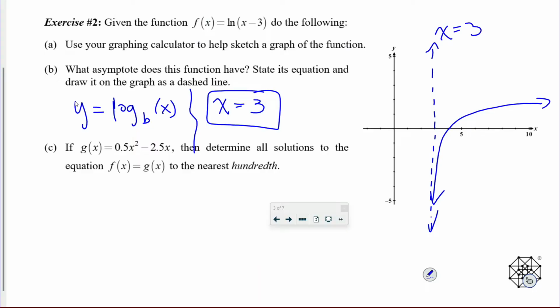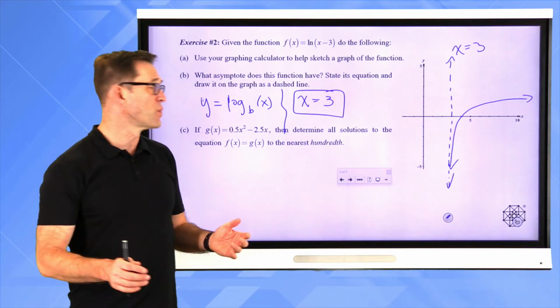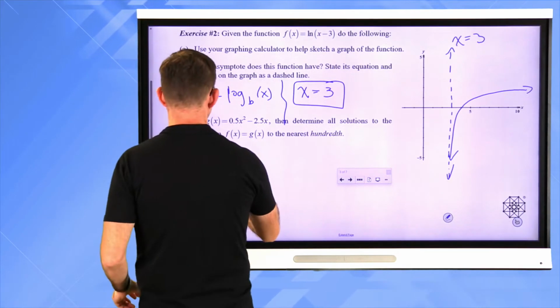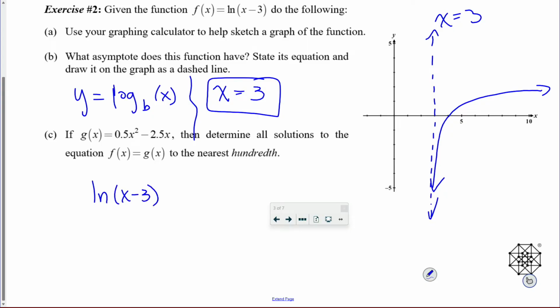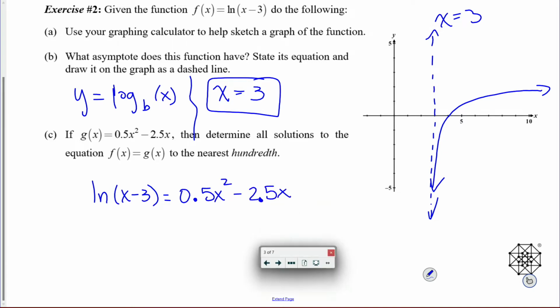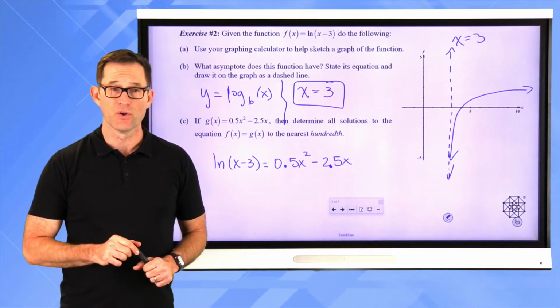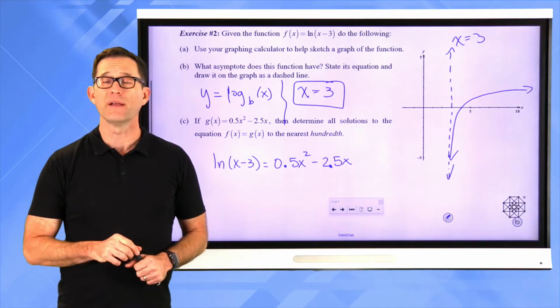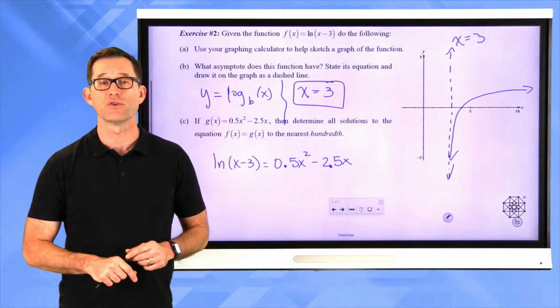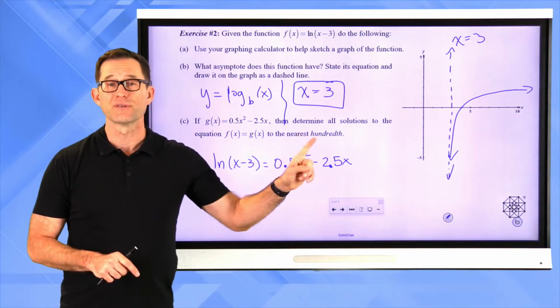If g of x equals 0.5x squared minus 2.5x, then determine all solutions to the equation f of x equals g of x to the nearest hundredth. All right, so in other words, what we're trying to do is solve the equation ln of x minus 3 is equal to 0.5x squared minus 2.5x. The only way to solve this equation is to do it graphically. Pause the video now and see if you can find the solutions to this equation, and there will be 2, to the nearest hundredth.